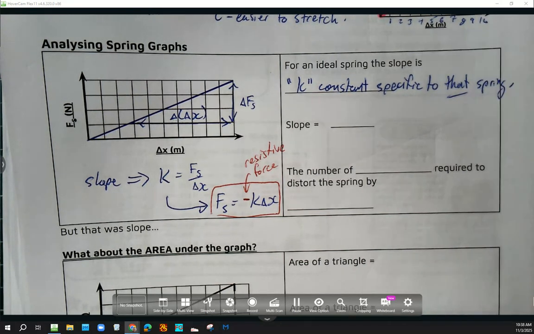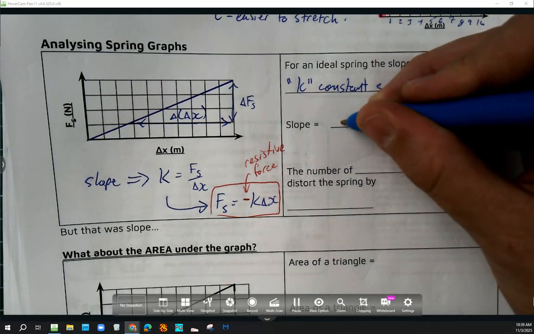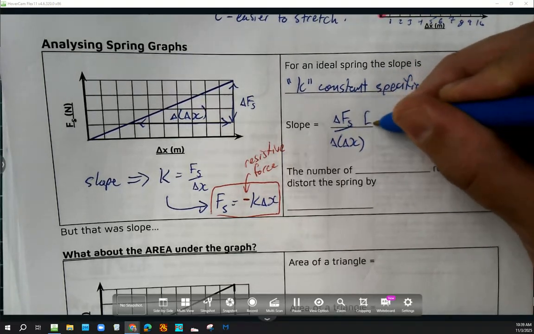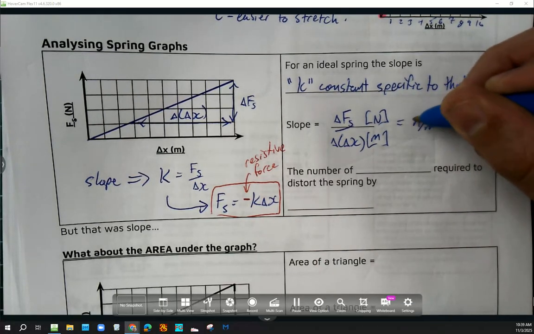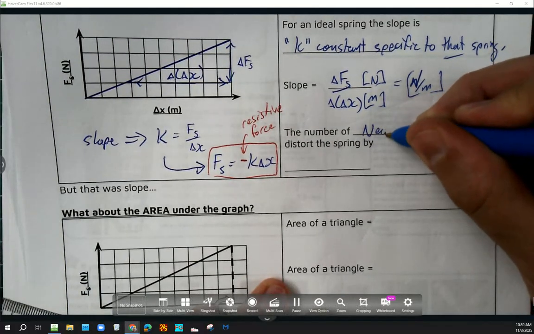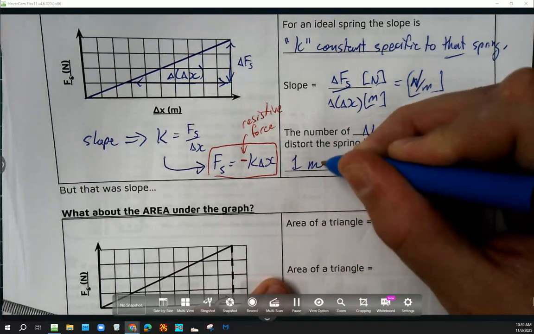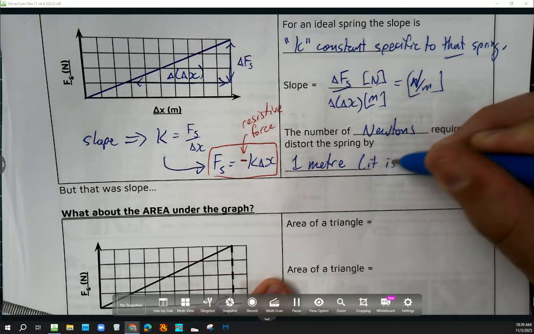This is not a universal constant like the universal law of gravity or something. Every spring is going to have its own different stretchiness coefficient, its own elastic constant. And that slope, delta Fs over delta of delta x, has the units of newtons per meter. It's a description of the number of newtons required to distort the spring by 1 meter. I know I feel like I'm slow talking this one, but it is a stretchiness rate.